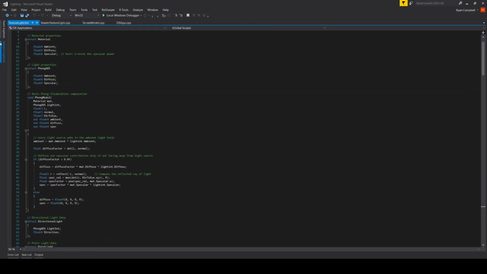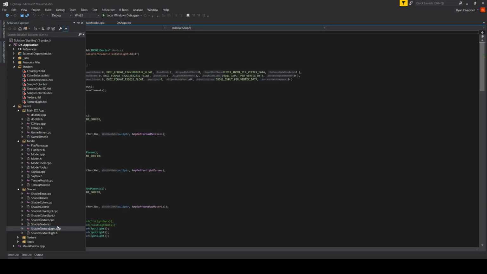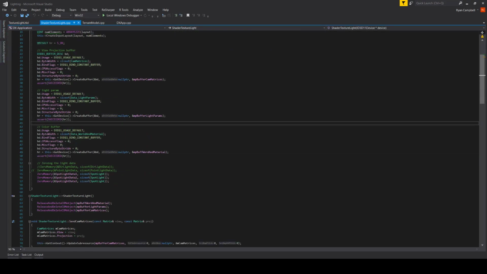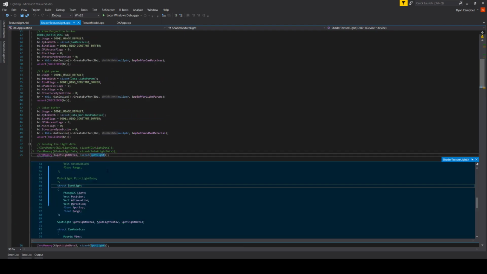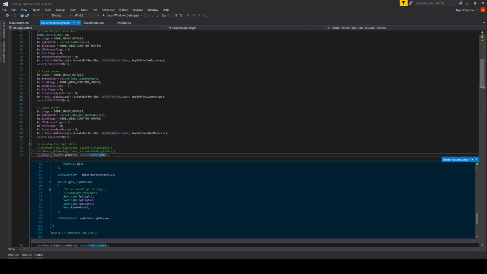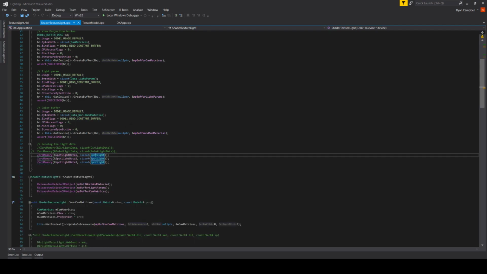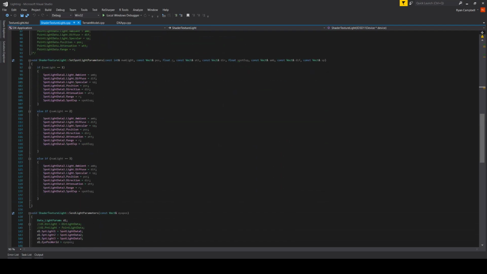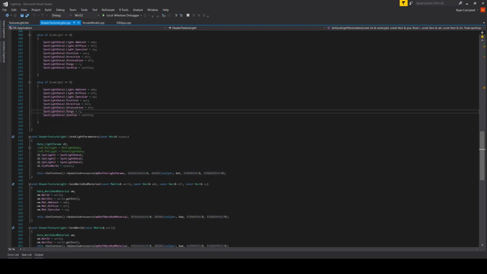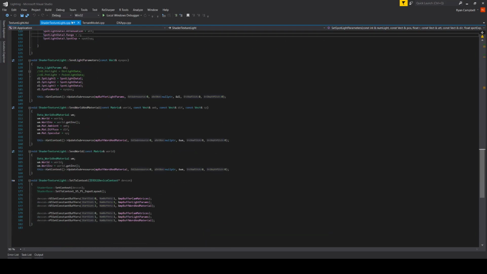And then in the actual shader texture light, I have 3 spotlights that are stored in the spotlight data structure. Right here, I guess it's daylight params. And then I have the user, which is me, put in which spotlight. This is very hard coded, but you put in the spotlight that you want to affect, and then that data is transferred to it, and so forth.